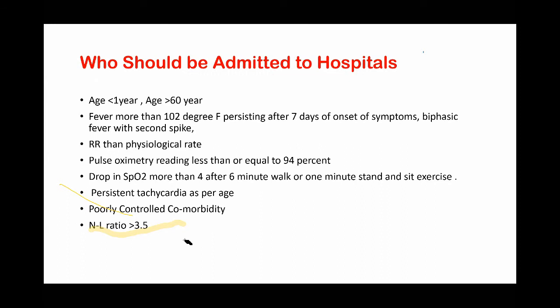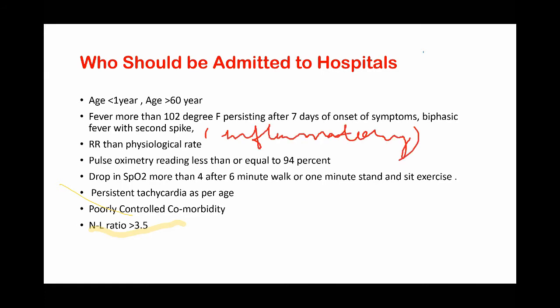Fever, if my fever is persisting. As I said, it can be a biphasic illness. So you had a period of fever, your fever subsided, but then you start getting fever again, or you start getting hypoxia. If my fever is persisting beyond 7 days of onset of symptoms, that means I have got a second spike, which is an inflammatory phase. If I'm tachypneic, that is the respiratory rate more than the physiological rate, saturation less than 90 to 94%, or there is a drop in the saturation after a 6-minute walk test, and persistent tachycardia as per the age, and poorly controlled comorbid conditions.